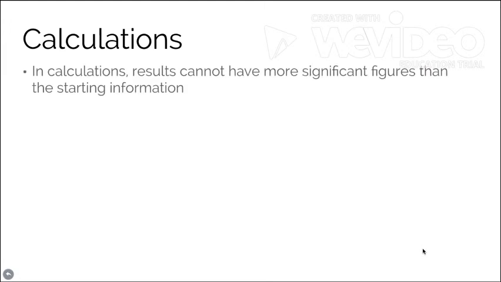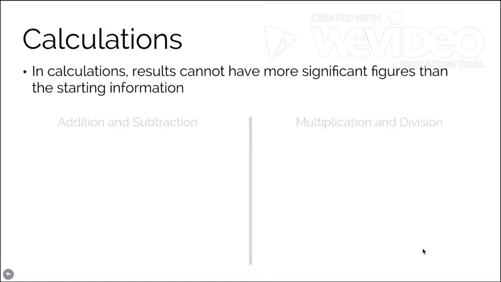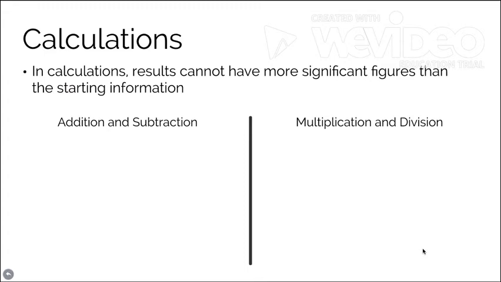All right, so let's talk about how to deal with these in calculations, because a lot of the times you'll have different measurements and some of them might not be as accurate as others. When you're dealing with calculations, the results that you get cannot have more significant figures than the starting information. So we can have 2 different cases: addition and subtraction, or multiplication and division.